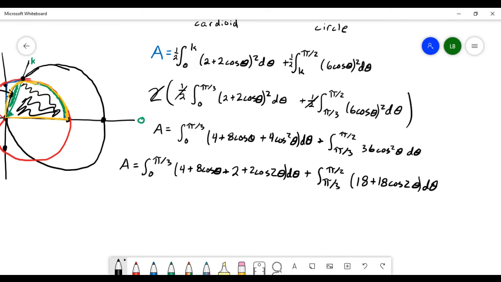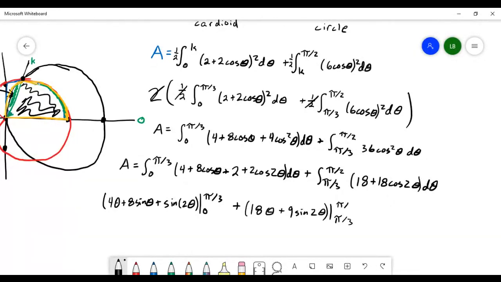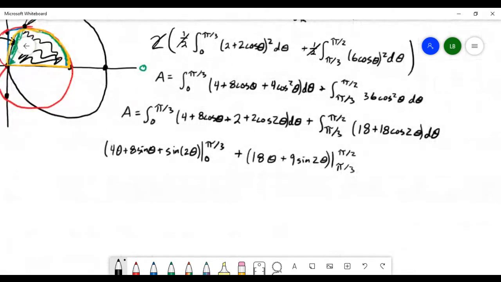And now we're finally ready to integrate. So we get 4 theta plus 8 sine theta plus sine 2 theta from 0 to pi over 3. And for the other integral, we get 18 theta plus 9 sine 2 theta from pi over 3 to pi over 2. And now we just have to plug in the numbers, and that gives us. Oh, whoops, I forgot this plus 2 right there. That should be 4 plus 2 makes 6, so this should be a 6 theta right there. Okay, there we go.